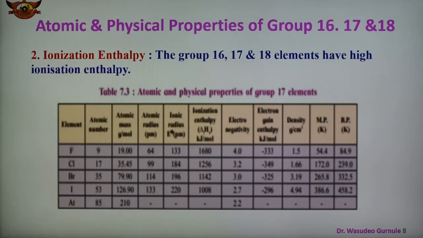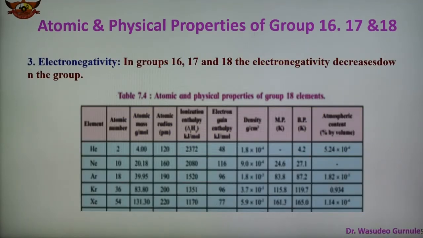So this is the second property, and the third property is electronegativity. What is electronegativity? It is the tendency or ability of an element to attract the shared electron pair toward itself in a covalent bond. Again, I am repeating, it is the ability of an element to attract the shared electron pair toward itself in a covalent bond. For example, HCl. The shared electron pair is attracted by the Cl, so it is more electronegative as compared to the H.